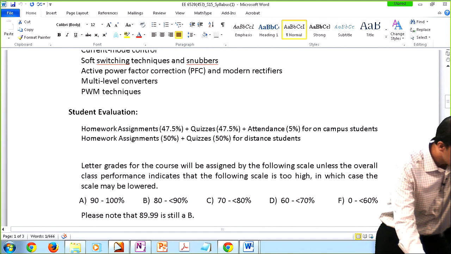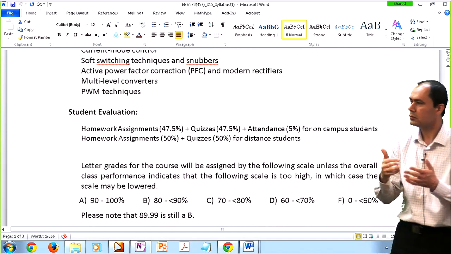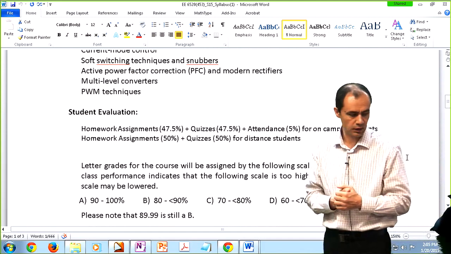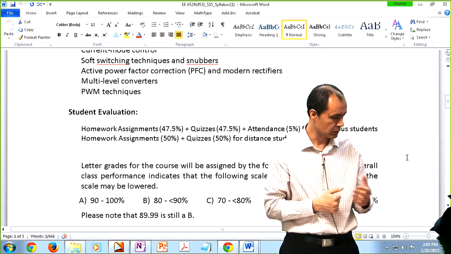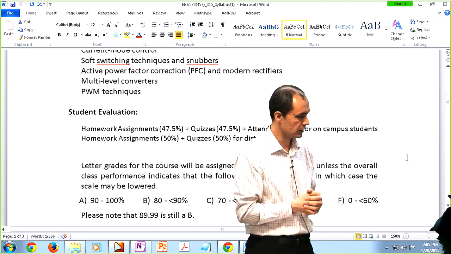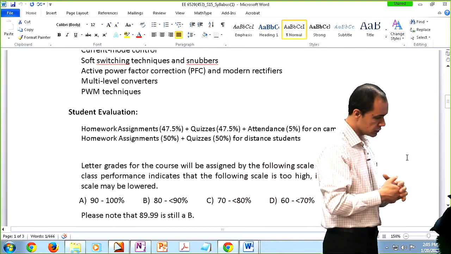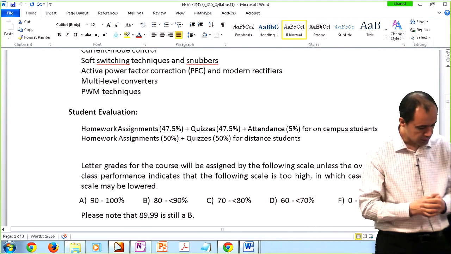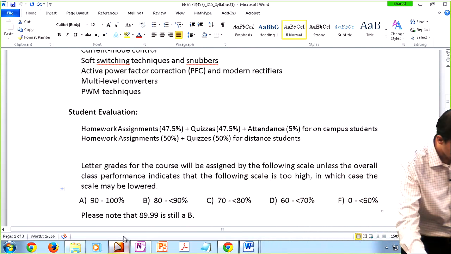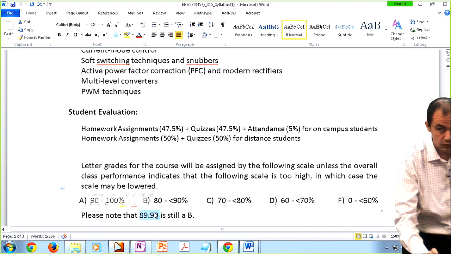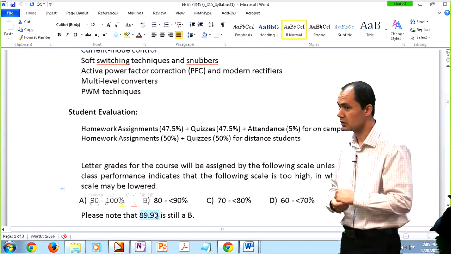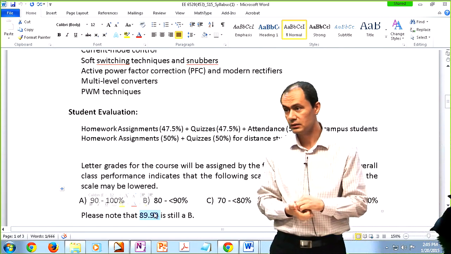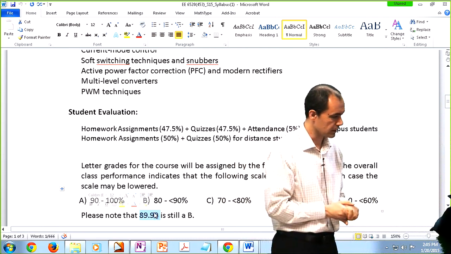The way I map your score from 0 to 100 to A, B, and C is like over here. From 90 to 100, you get an A. And from 80 to 90, you will get a B. And please note that 89.99 is still a B, even though it's very close to the threshold, but it is still a B. And unfortunately, I can't do anything about it.